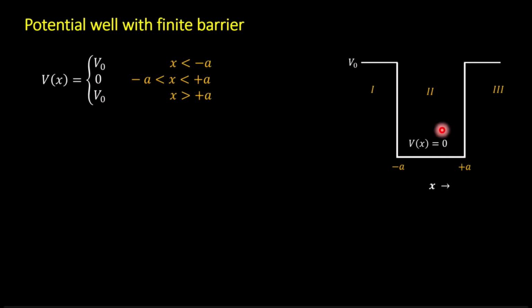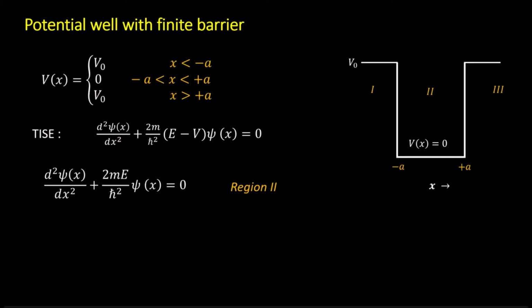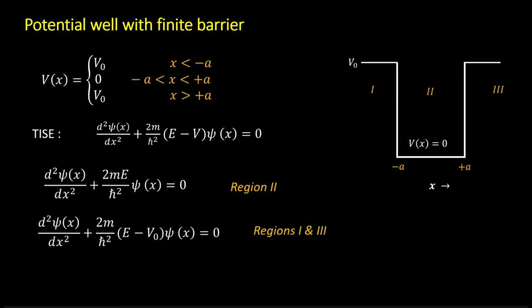In region 2 the potential is 0, and hence the time independent Schrodinger equation for the particle inside the well can be written d square psi by dx square plus 2mE by h cross square psi of x is equal to 0. The solution to this equation will be exactly similar to the case of infinite barrier potential, with symmetric and antisymmetric wave functions. In regions 1 and 3, the Schrodinger equation becomes d square psi by dx square plus 2m by h cross square into (E minus V0) psi is equal to 0.